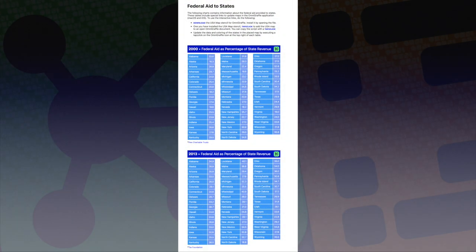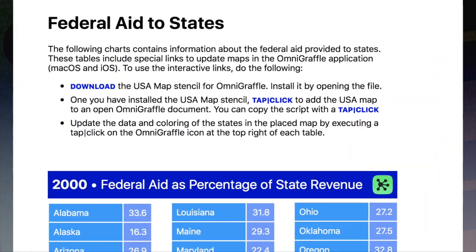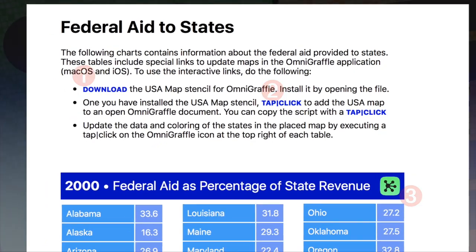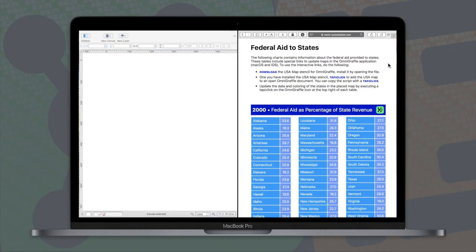So here's a table, a web page, that has tables about state taxes in the United States as a percentage of federal revenue, blah, blah, blah, blah. Boring data, right? But the interesting thing about this is, first of all, I've provided a link for a document. If the user wants to use the data in these tables, they can download the OmniGraffle document, or they can tap a link and it will insert a map of the United States in their document for them. And then over here, if I tap the icon on the table, all the table data will be extracted and color mapped onto the shapes in the OmniGraffle document. Whoa, okay, let's try this out.